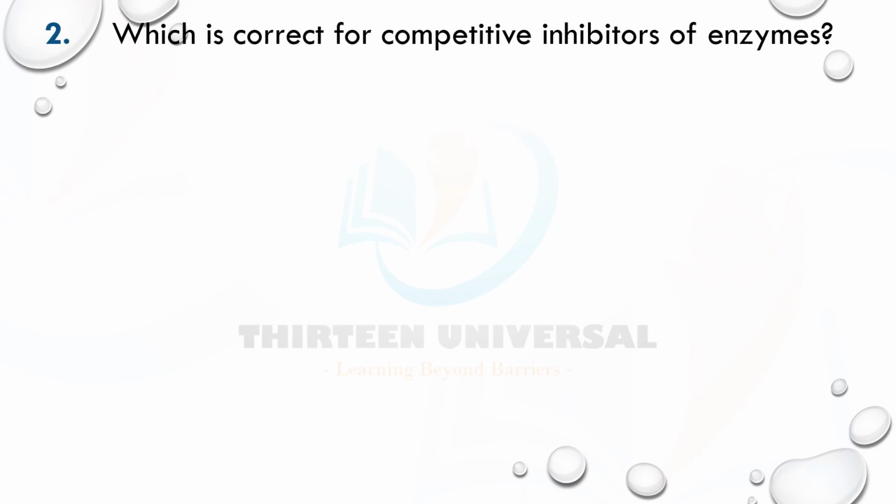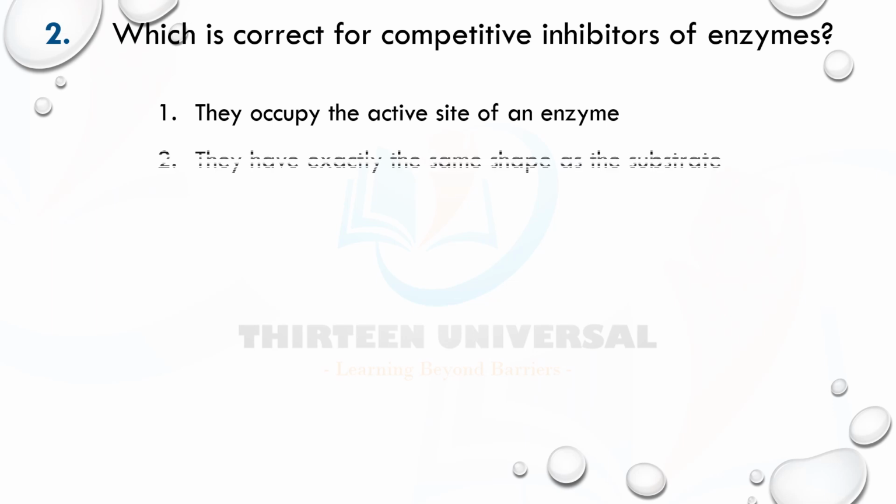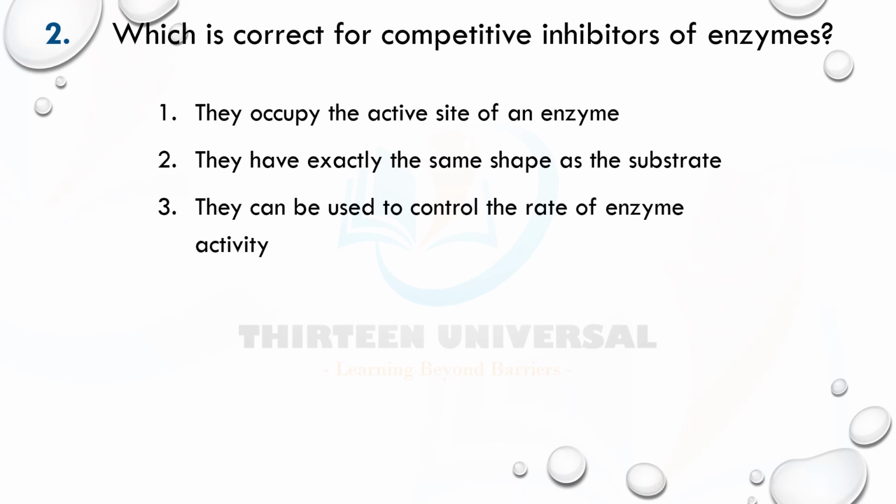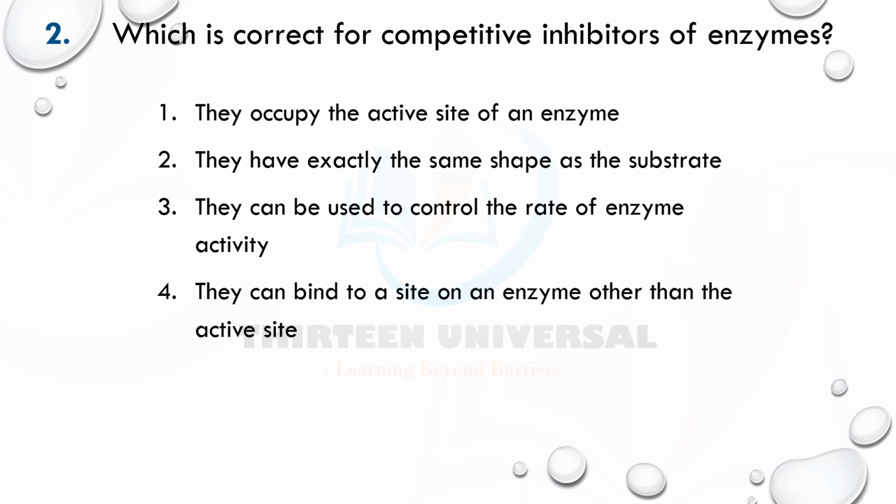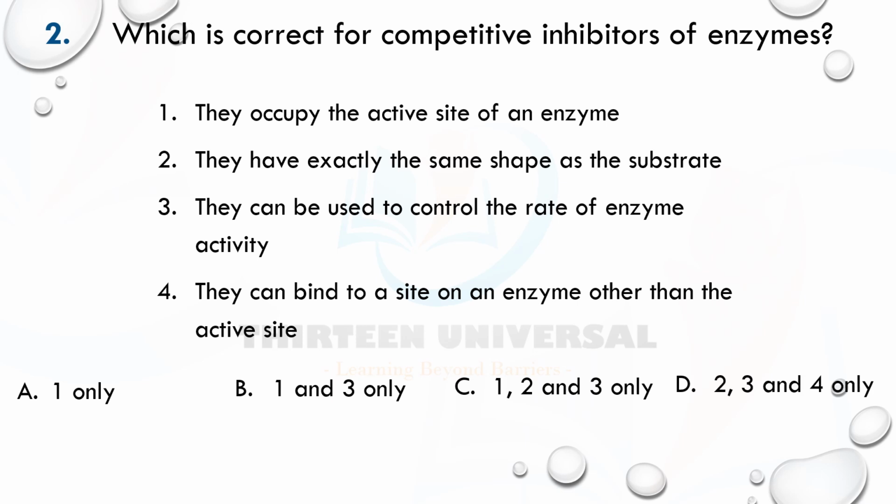So which is correct for competitive inhibitors of enzymes? The first one says occupies the active site. Second says they have exactly the same shape as the substrate. Third, they can be used to control the rate of enzyme activity. Fourth, they can bind to a site on an enzyme other than the active site. So what do you think is the answer?